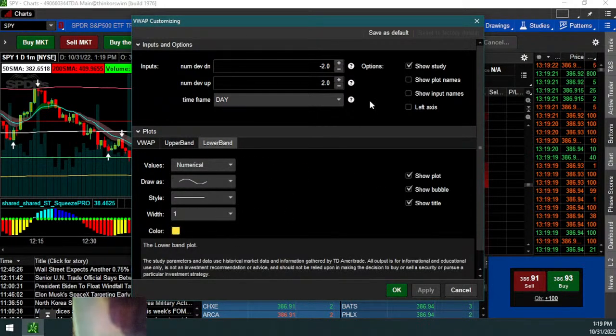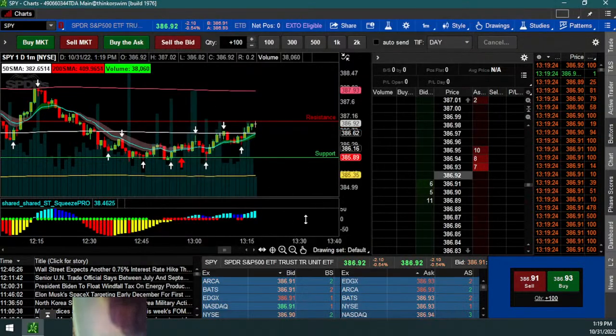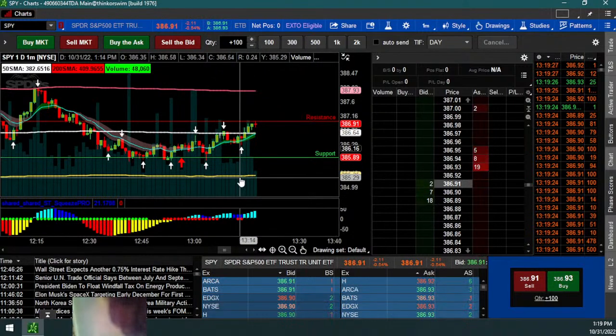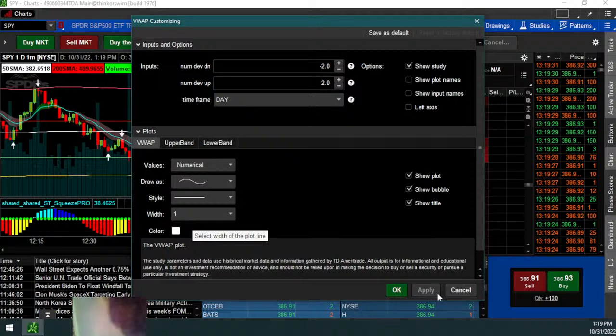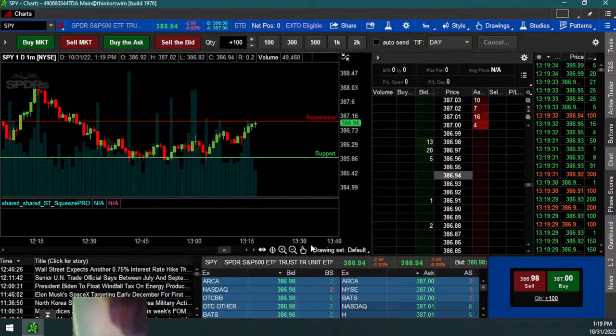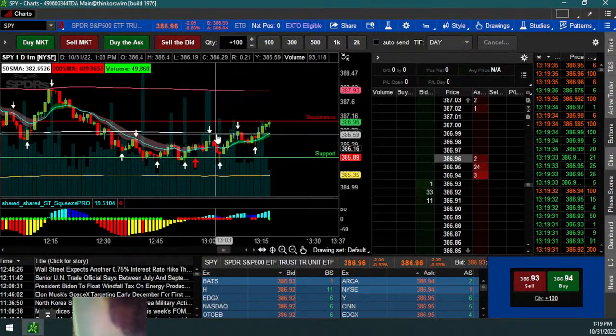You can see about the color. You can change those colors. If you don't like those colors, you just change the color wheels. The only thing I do like, I want to make sure it's on number one. It is. If it's more than number one, it'll be a little too thick. So there you go. So here's your VWAP.